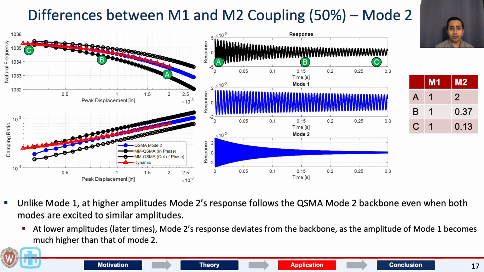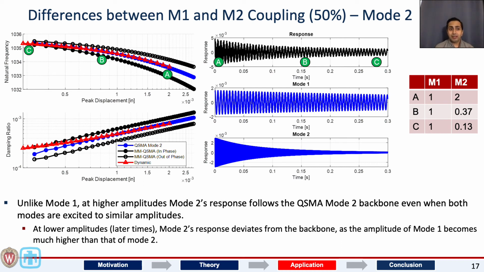To look into that, we can look at points A, B, and C along the time history. Initially, it is prescribed such that mode 2 has twice the amplitude of mode 1. However, as the dynamic time history goes on, mode 2 actually becomes subdominant, where it has 1/3 of the amplitude of mode 1 at point B and about 1/8 of the amplitude of mode 1 at point C. This is primarily due to the increase in damping associated with mode 2.